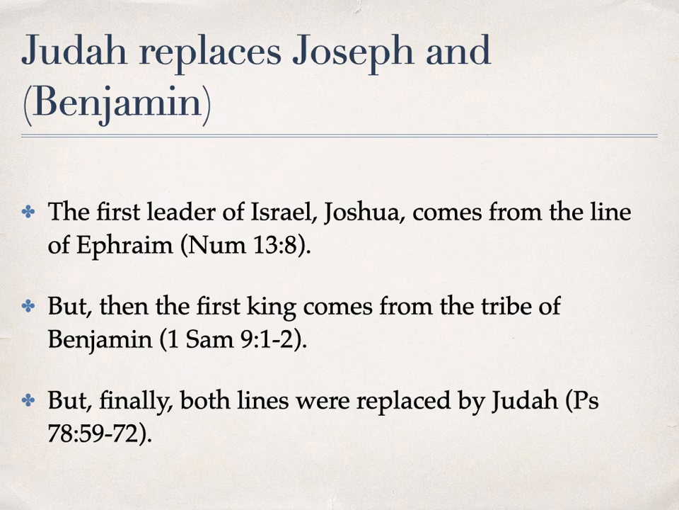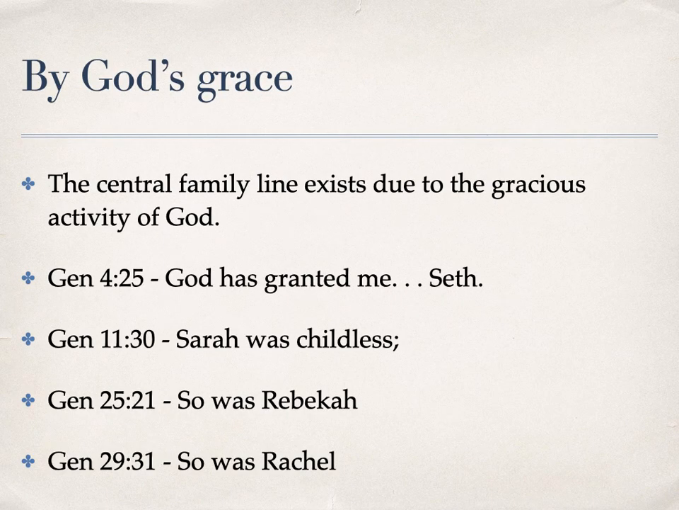The first king comes from the tribe of Benjamin, Saul. But finally, both lines were replaced by Judah. The second king after Saul is David, who comes from the line of Judah. The central family line exists due to the gracious activity of God.